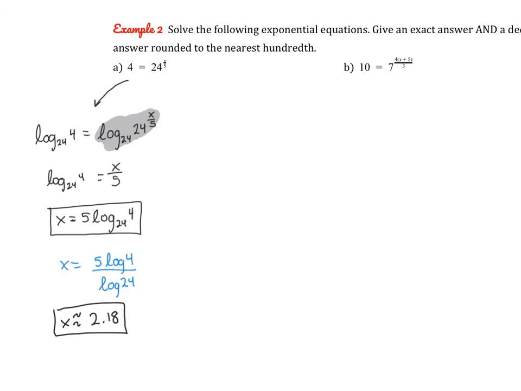Now, of course, we can do this a different way. Instead of taking the log of both sides, we can directly rewrite this as an exponential equation. So the exponent, x over 5, equals log base 24 of 4. And you'll see that we have the same exact thing. So either way, you end up with the same answer.